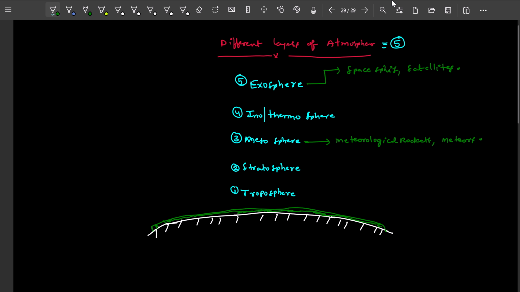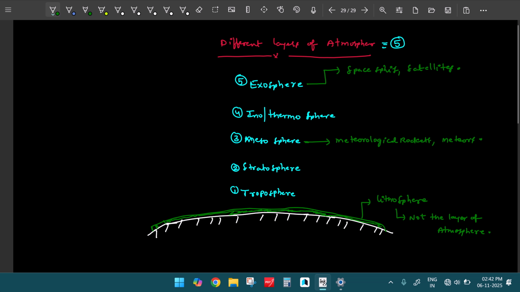On the surface of the earth, we are going to have one layer. It is called a lithosphere. This lithosphere is not a layer of atmosphere. If anybody asks the layers of atmosphere, we have to talk about these five layers only. That is lithosphere.